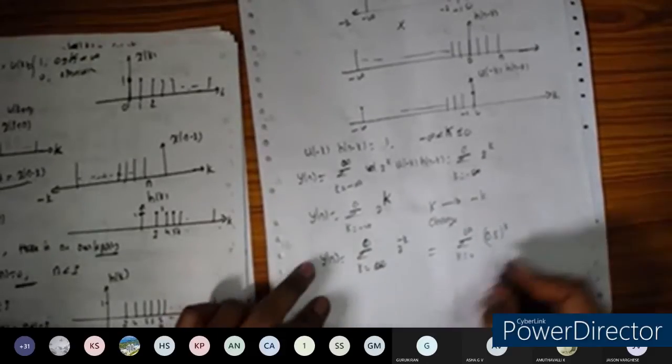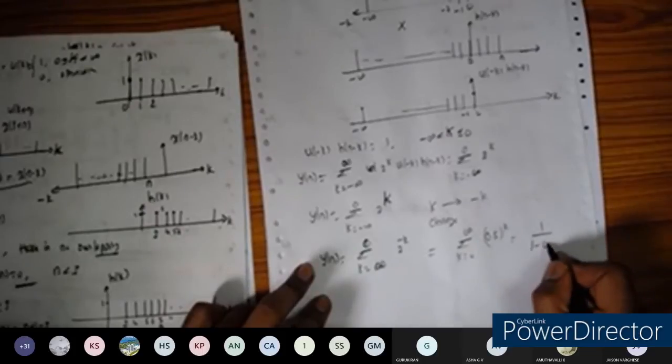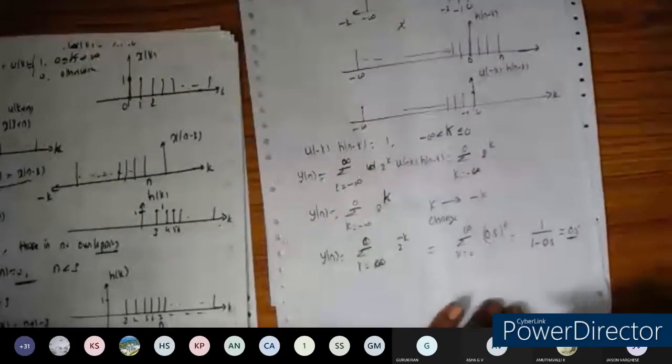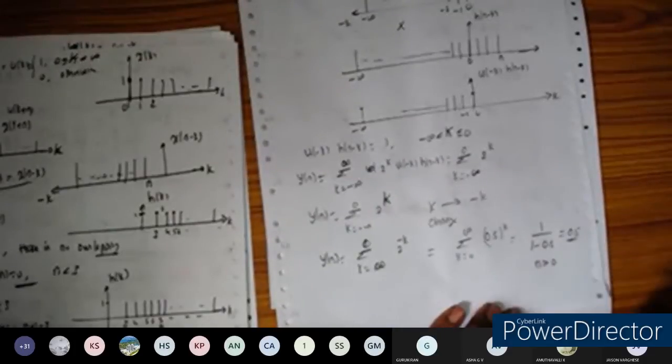We know the sum of finite terms formula. As per that, we can write this as 1 divided by 1 minus 0.5, which will become equal to 2. So this is for the value n greater than 0.